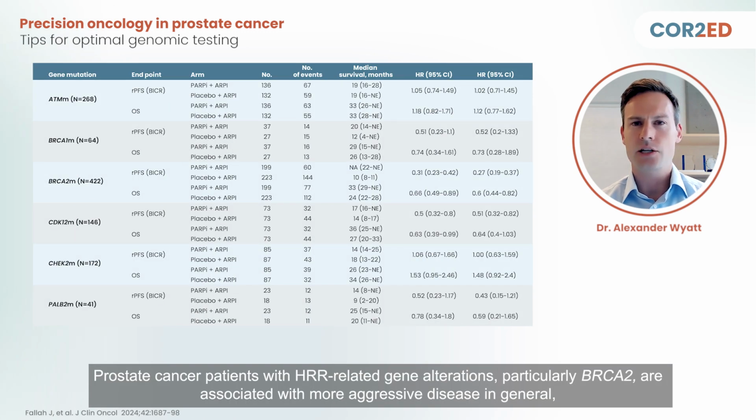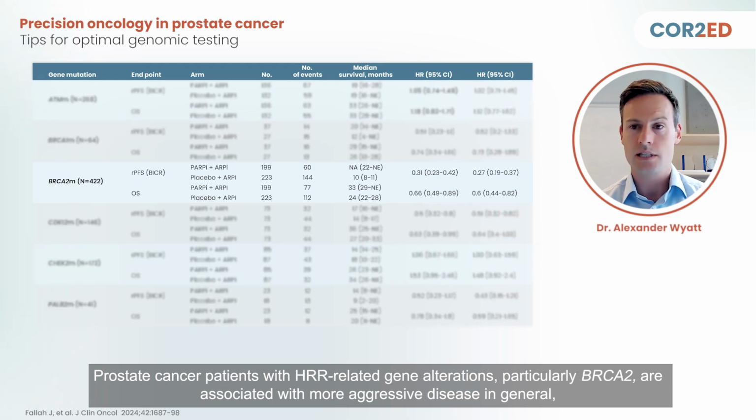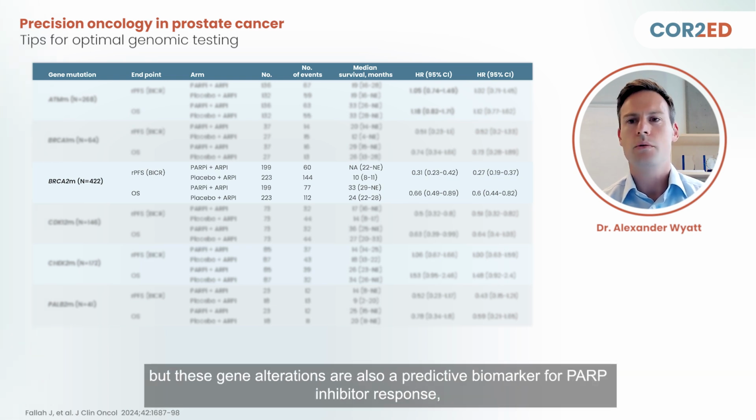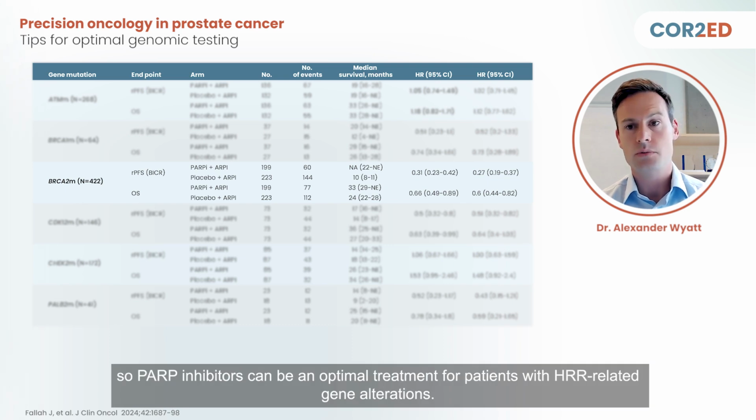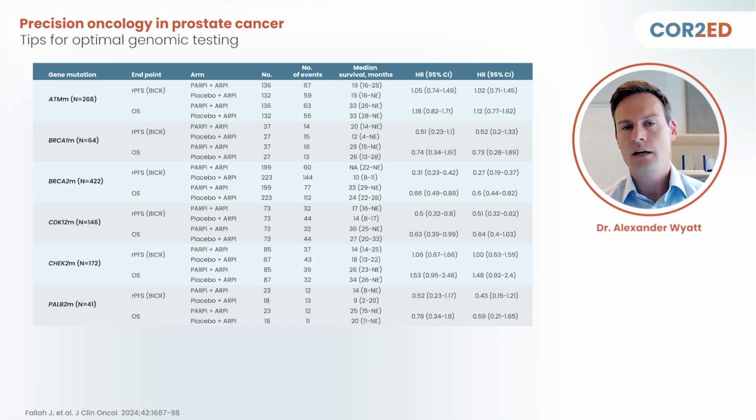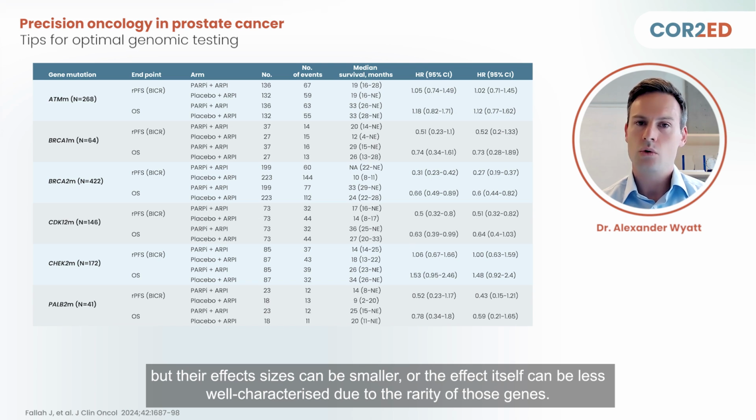Prostate cancer patients with HRR-related gene alterations, particularly BRCA2, are associated with more aggressive disease in general and poor outcomes on standard of care therapies such as androgen receptor pathway inhibitors. But these gene alterations are also a predictive biomarker for PARP inhibitor response. So PARP inhibitors can be an optimal treatment for patients with HRR-related gene alterations. The several other genes that are involved in DDR can also have biomarker relevance in prostate cancer, but their effect sizes can be smaller, or the effect itself can be less well characterized due to the rarity of those genes.